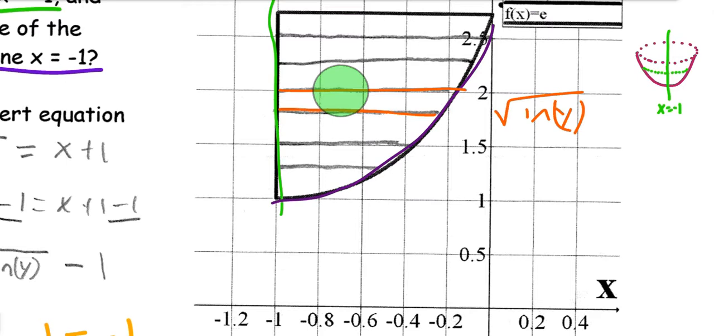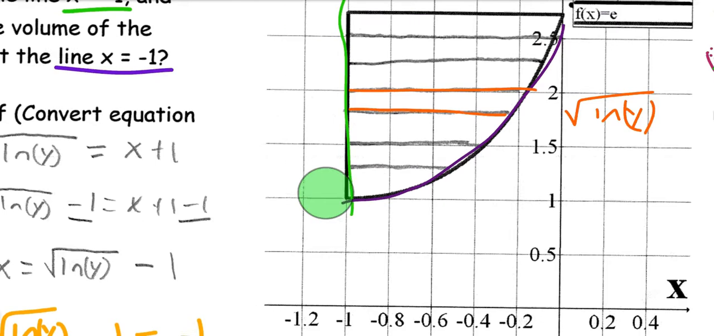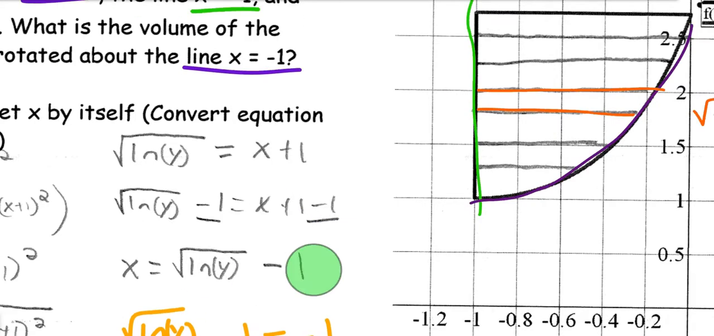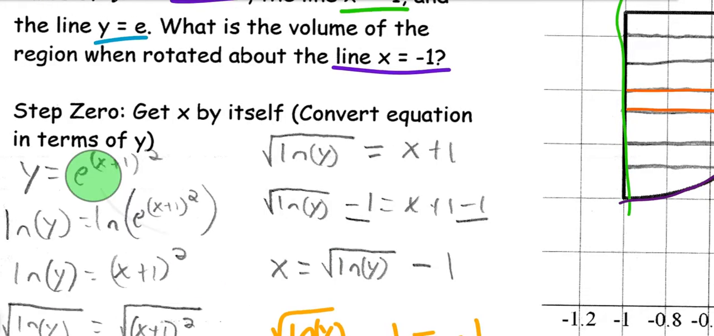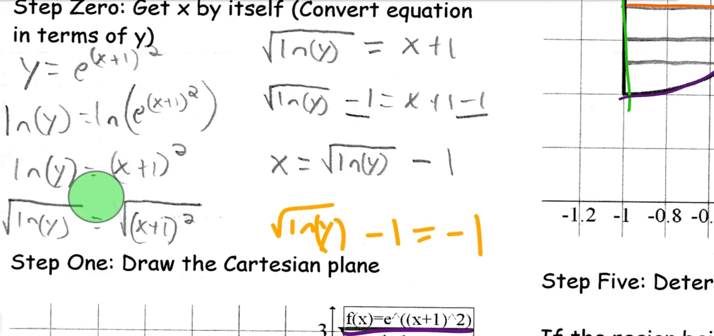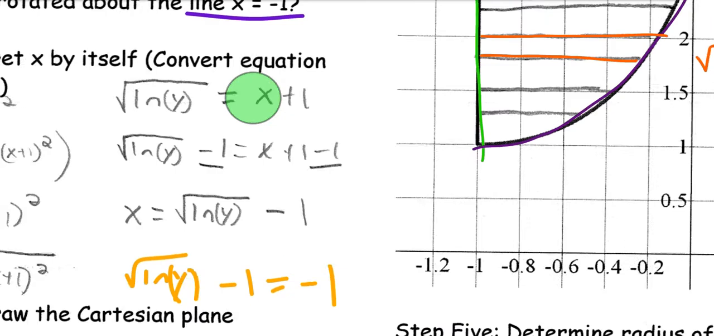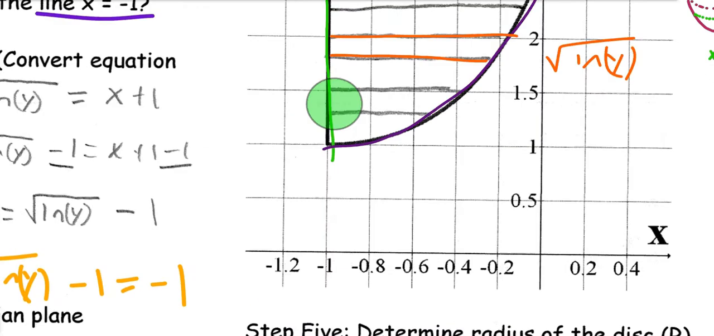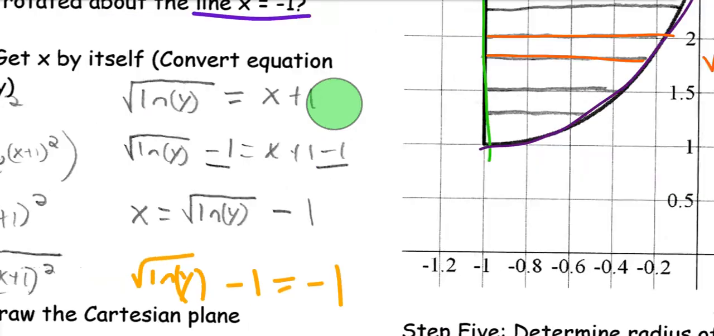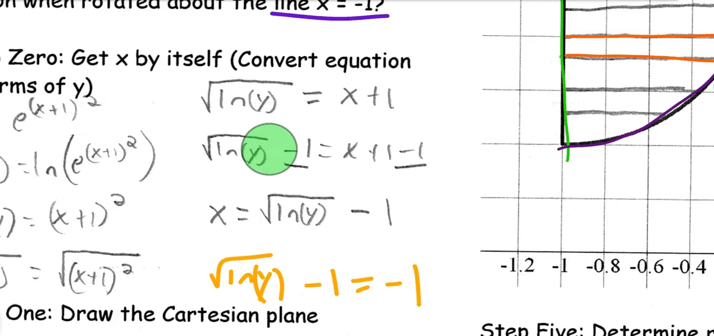Now, something you might not have thought about is this curve right here. Why is it that it's the square root of natural log of y minus 1? When we got x by itself and we took the square root, we actually could have done plus or minus here. The reason why we chose plus is because it's to the right of x equals -1. If it was to the left, we would have chosen the negative square root of natural log of y.